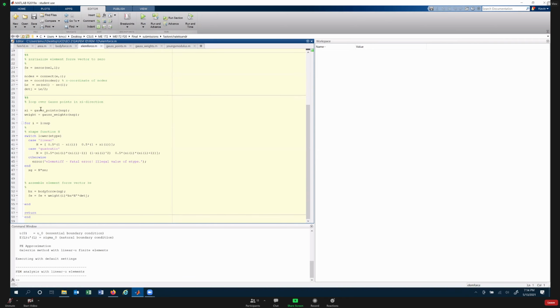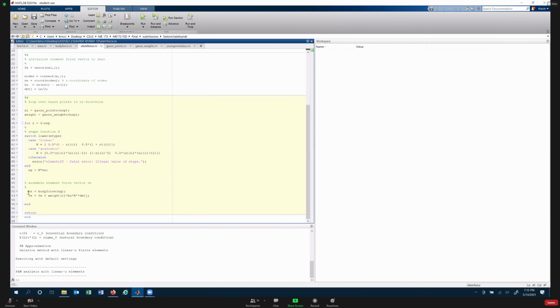Element force, this one's a little more involved here, where it's pulling in the Gaussian points and Gauss weighting. If you notice this N right here, this is N for linear and then for quadratic. These are the shape functions. Do you recognize these? One half times one minus xi, one half times one plus xi. You should recognize these as shape functions. This is the linear shape function. This is a quadratic shape function.